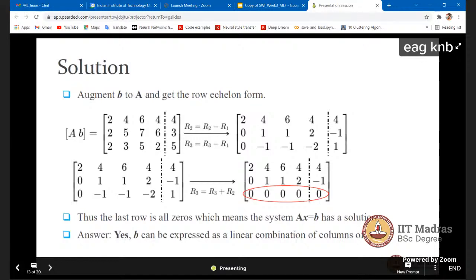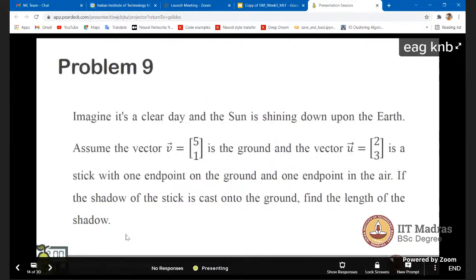Let's move on to the next question. Imagine it's a clear day and the sun is shining down upon the earth. Assume the vector v is (5, 1), the ground vector, and another vector u is (2, 1, 3). It's a stick with one endpoint on the ground and one endpoint in the air. If the shadow of the stick is cast onto the ground, find the length of the shadow.